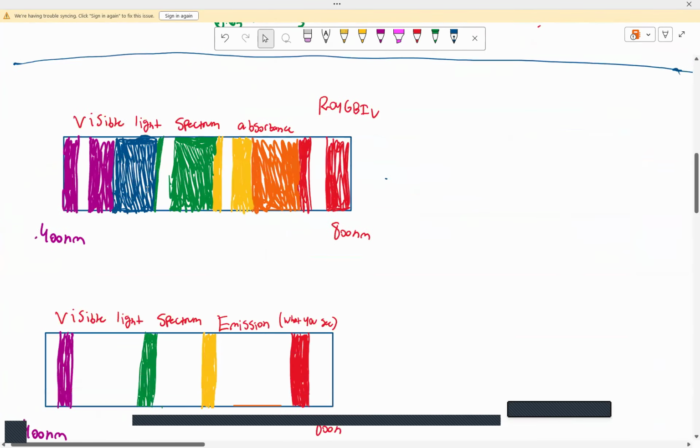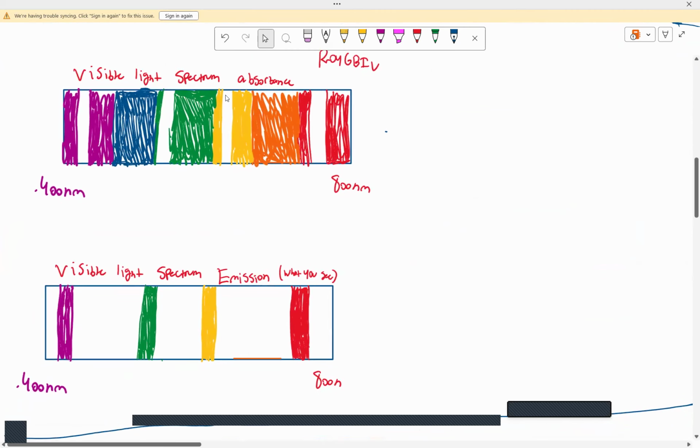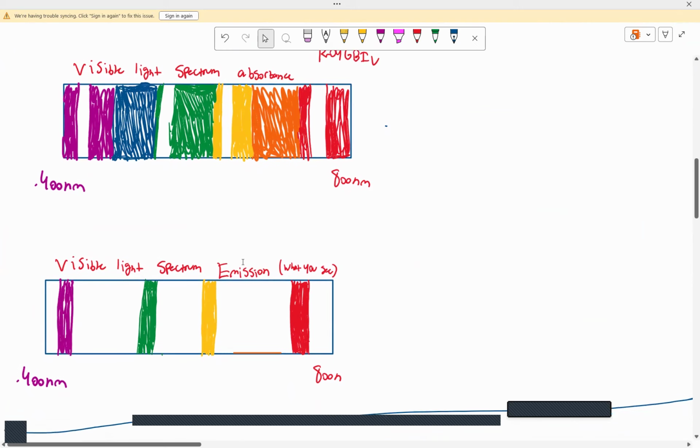And then over here, I have the visible light spectrum for absorbance, then the visible light spectrum for emission. Isn't it beautiful how I drew all this? So, when you have a visible light spectrum for absorbance, what is absorbed is not what you see. What you emit, so what is emitted into the atmosphere or reflected back, that is what you see. So as you can see, they're complete and total opposites of each other. So what is not absorbed is emitted.